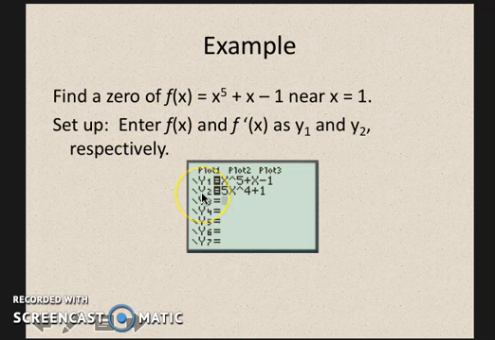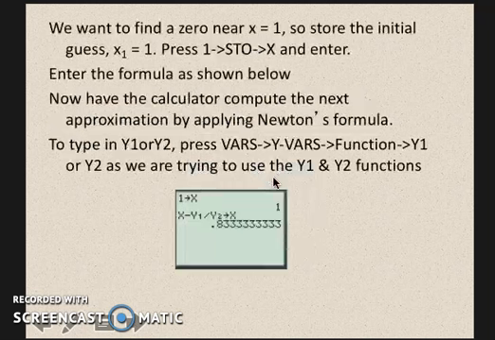So you go to the y equal key on your calculator and enter this function and this function. The derivative of this will be 5x to the 4th plus 1. So enter that as y2 and enter the function as y1. Next, because you want to find a zero near x equal 1, these are the things to know.